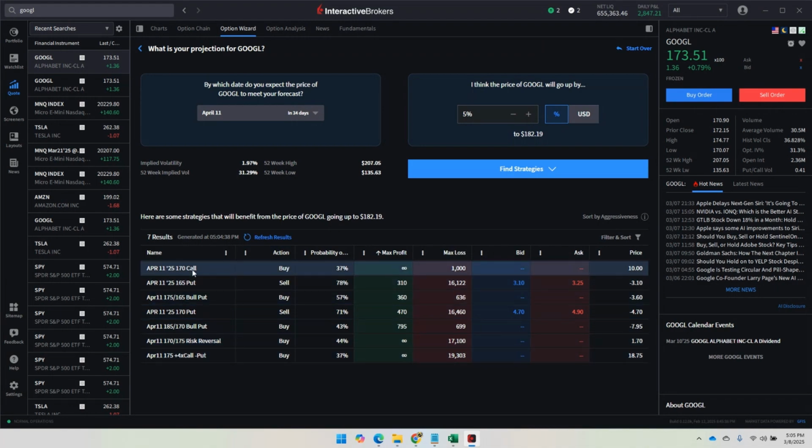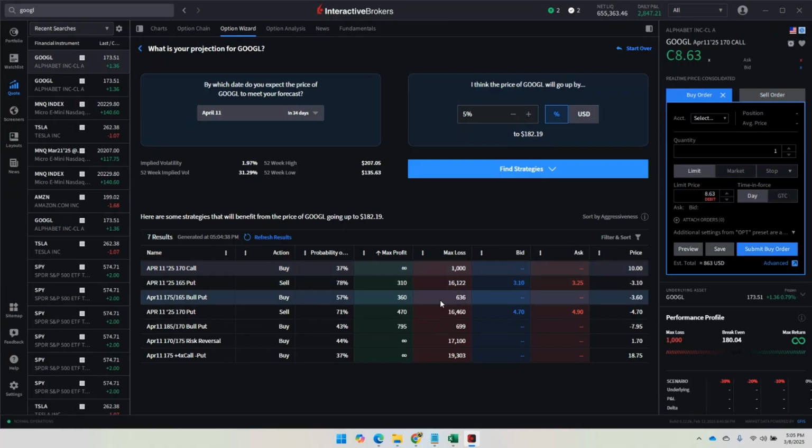So here we go, April 11th, 2025, 170 calls. They're telling me straight up the probability is 37%, and that's based on the option Greeks and the implied volatility, etc. But this is what's important to me right here. My max loss is $1,000. So I'm telling myself, okay, am I willing to risk $1,000 here getting these calls? For me, I am.